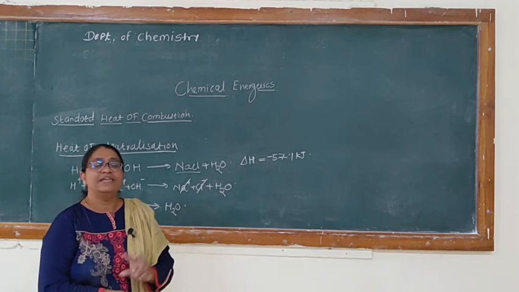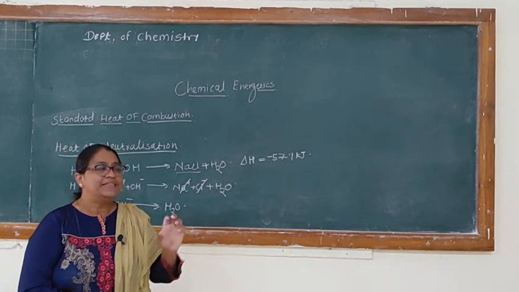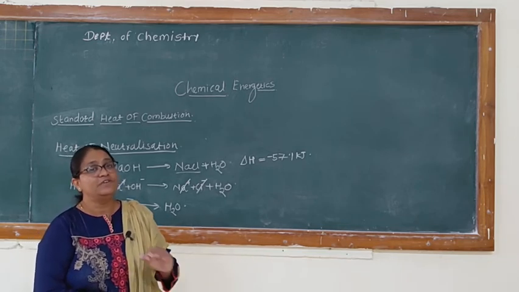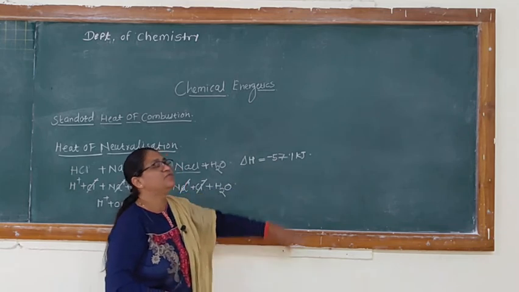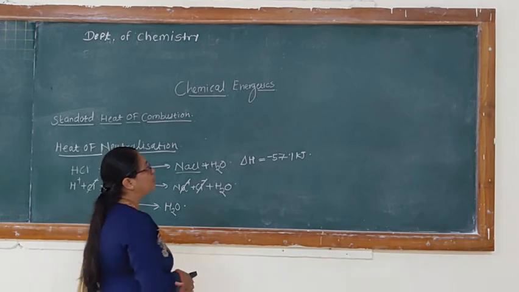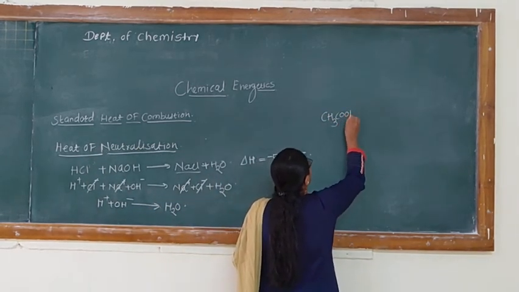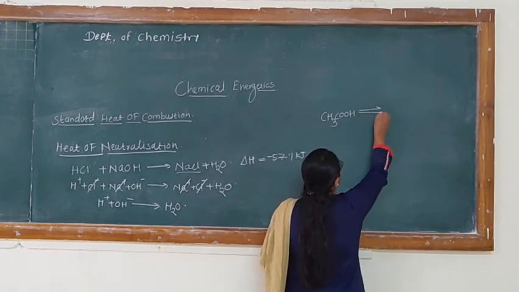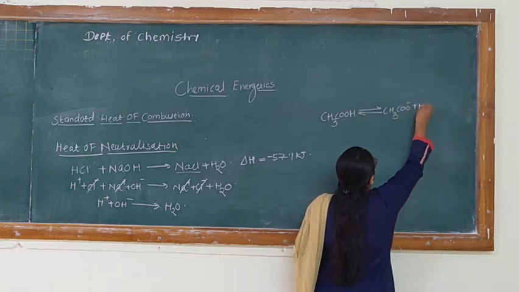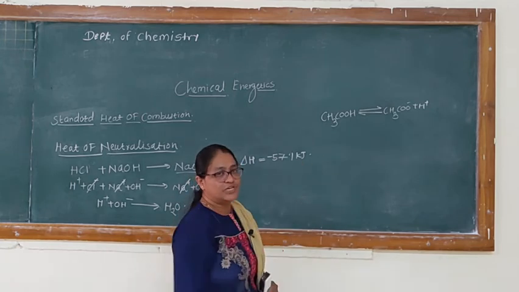In this reaction between acetic acid and sodium hydroxide, the acetic acid is a weak electrolyte, a weak acid. So the amount of heat which is released is not exactly minus 57.1 kilojoule. It is less than that. So why it is so, that we are going to see. Acetic acid, we know, dissociates weakly as acetate ion and H plus ion. This is the dissociation reaction. Even in dilute solution, the acetic acid dissociates like this.